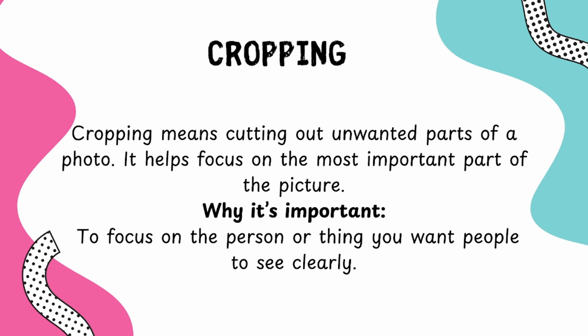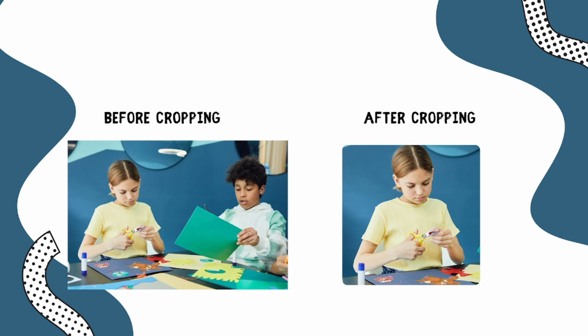So with cropping, we remove some unwanted parts in a picture that we don't need or don't want, all right? And why is it important? Because it helps to focus on the person or the thing that you want to see clearly. Let's look at this example right here. This is a picture that I have, okay? But I just wanted only the girl. I just wanted to get only this image. So I was able to crop this picture into this.